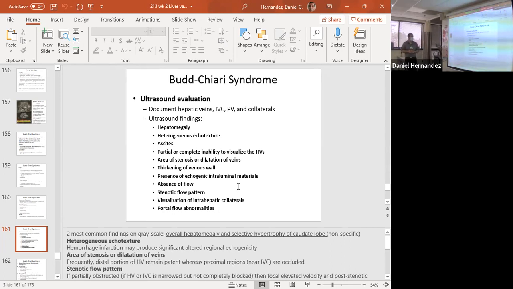So if we wind up with more monophasic flow and less respiratory variation, that could start raising red flags for you, as well as visualization of intrahepatic collaterals, so collateral vessels within the liver that are developed to get around those areas of thrombosis, as well as possible portal flow abnormalities. So if things are backed up through the liver and are affecting the portal vein, we could potentially see changes in our normal portal vein flow as well.